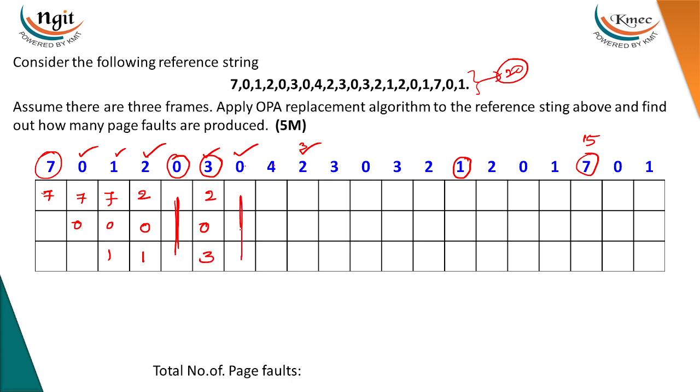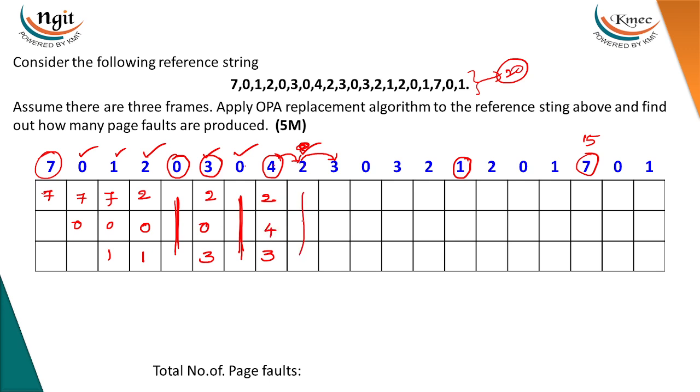Now let's check 0, there is no page fault. Now check for 4. Which one of these will be replaced? After 4 there is immediately 2, so I will keep 2. After 2 there is immediately 3. So there is only one option left, that is 0. So keep 2, keep 3, and in place of 0, add 4.